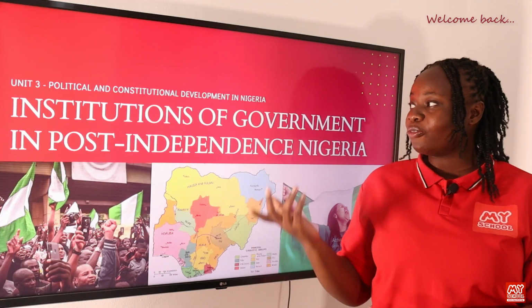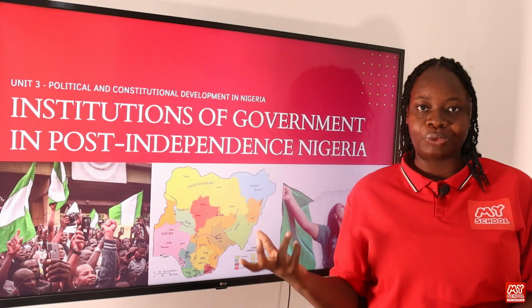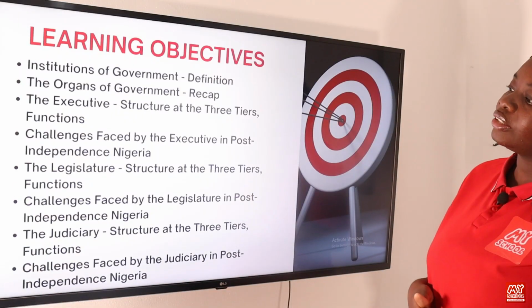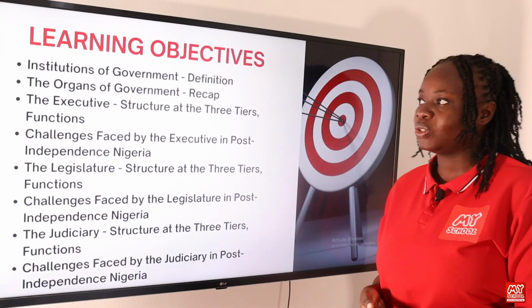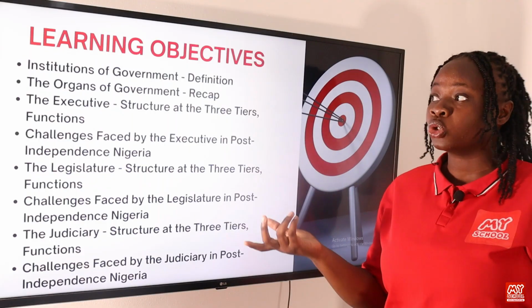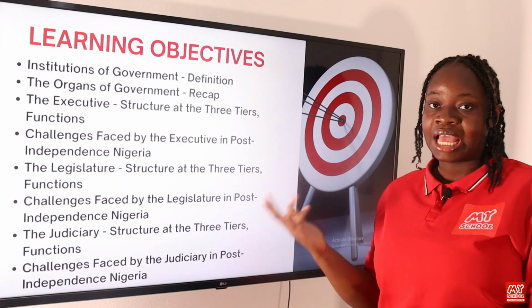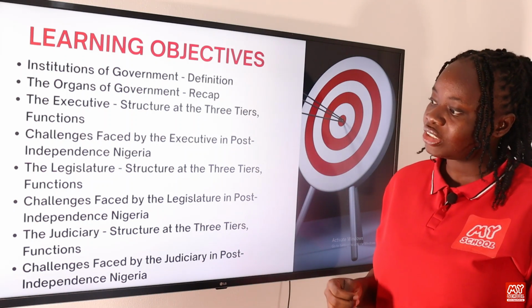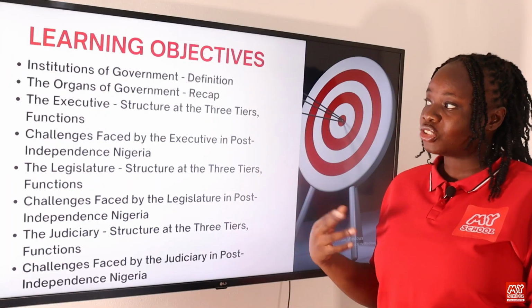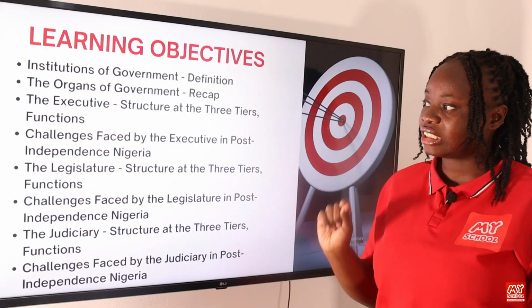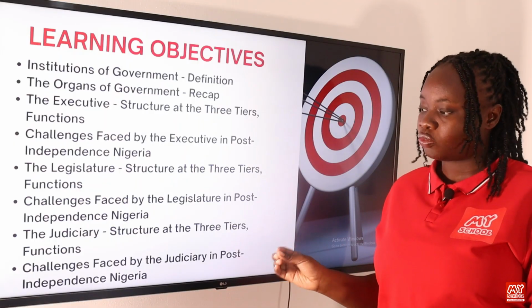Like I said earlier, we're moving on to institutions of government in post-independence Nigeria. So let's dive right into it. Here is a list of the things that we're going to discuss in this video lesson. We're going to discuss the definition of the institutions of government. Then we're going to do a recap of the organs of government as we've discussed in the previous video lesson. Then we're going to move on to the executive, legislature, and judiciary and discuss the structure at the various tiers and their functions, as well as the challenges faced by each of these different organs of government.